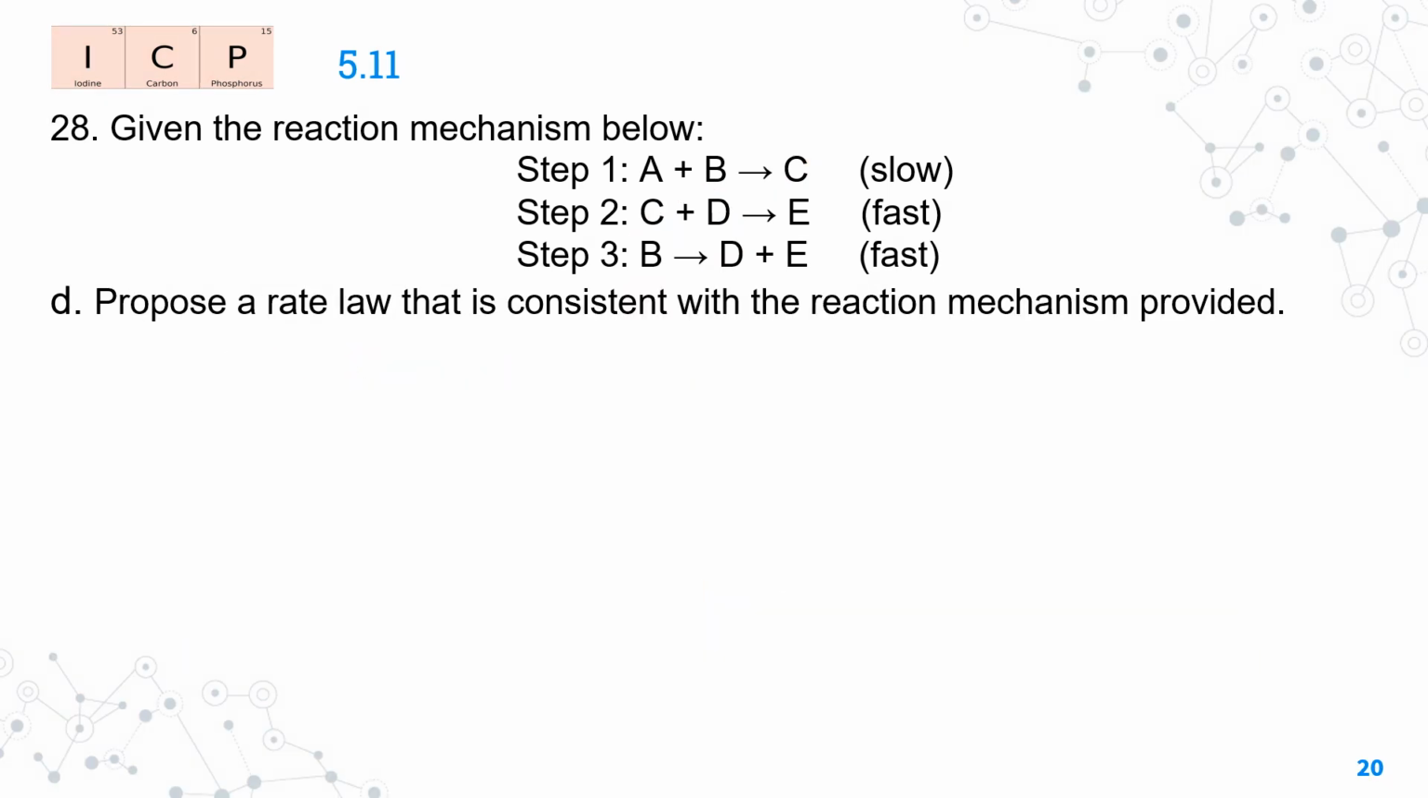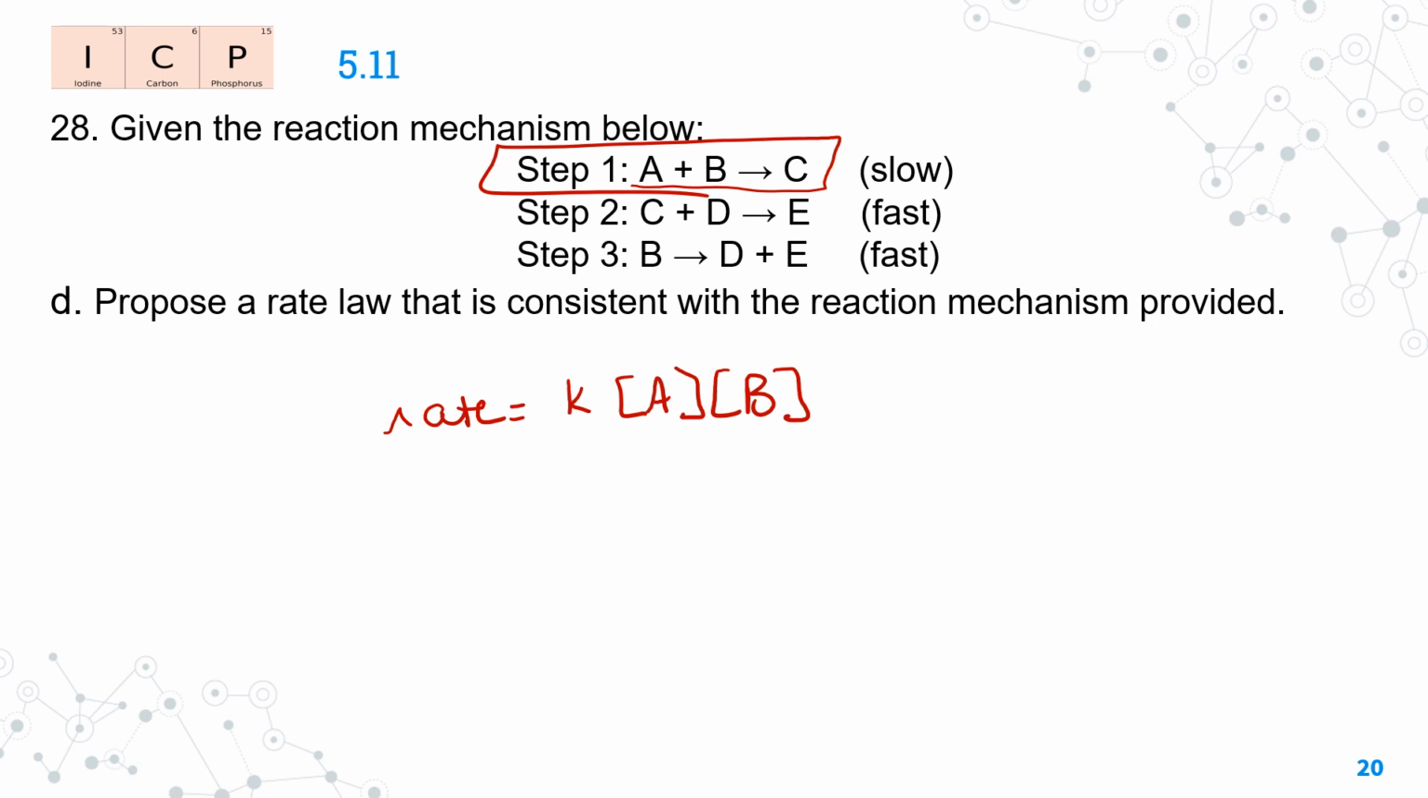And the last thing says, propose the rate law that is consistent with the reaction mechanism provided. So if you look at the reaction mechanism, it can only be from my slow step. So my rate is going to be equal to k, concentration of A, concentration of B. I know that in my reaction, it's 2B, but this isn't going to be B squared because in my slow step, there's only 1 B. So you have to be really careful of that because only your slow step can allow you to write your reaction rate.